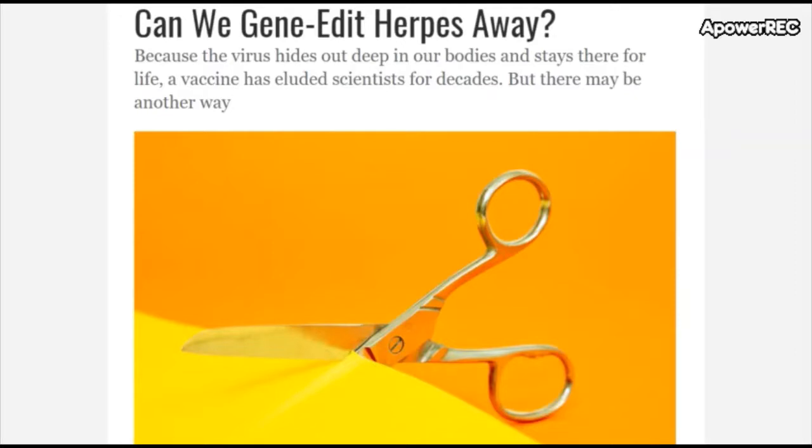One possibility is to gene edit herpes away. This is because the virus actually hides out within your own genome. It is possible that through gene editing, we could go in with molecular scissors and remove pieces of its genome that renders the virus inactive.